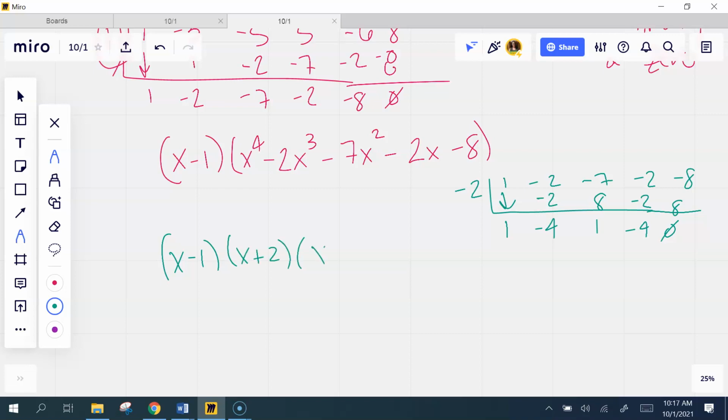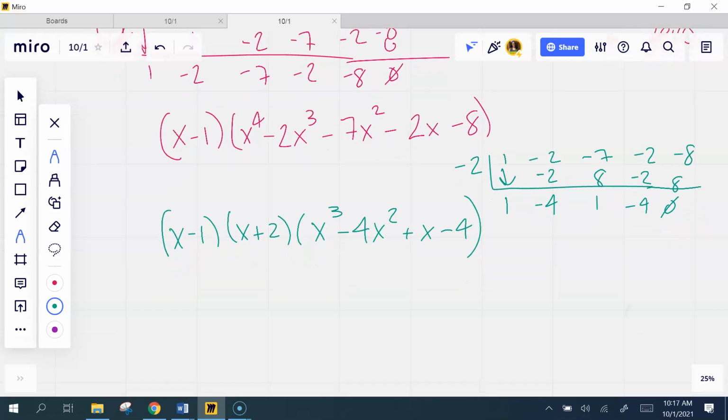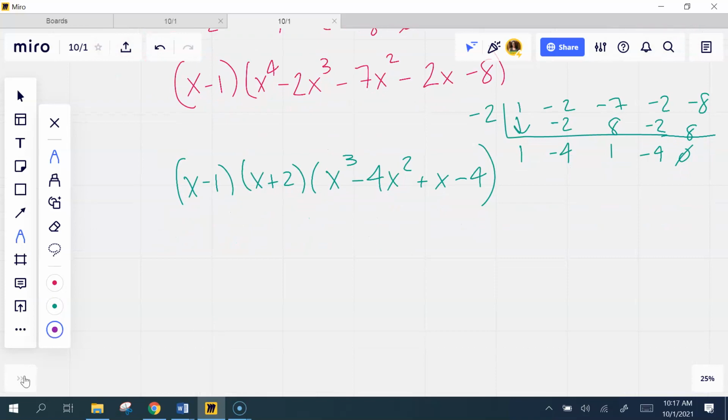This was what you were tested on the last test: x to the 3rd minus 4x squared plus x minus 4. Can you factor that? Yes, I can finally get that to where I can factor. How, Adam, can I factor that? Split it. This definitely groups.